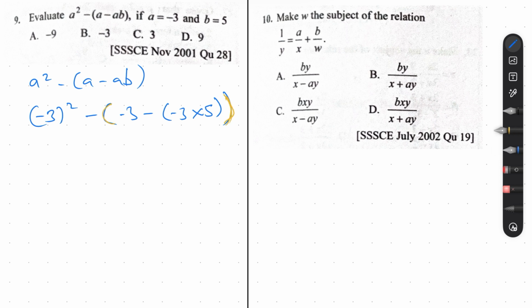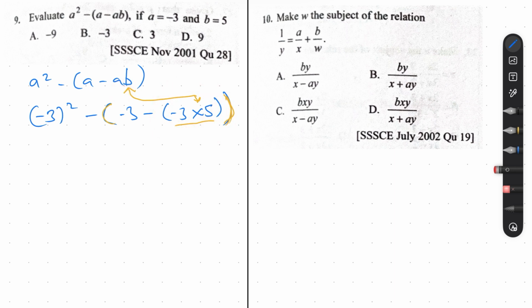All right, so let's put this in the calculator. This expression right here is ab, okay? Because a is -3 and b is 5. So they are multiplying each other. So I just put it in brackets so you see it properly.